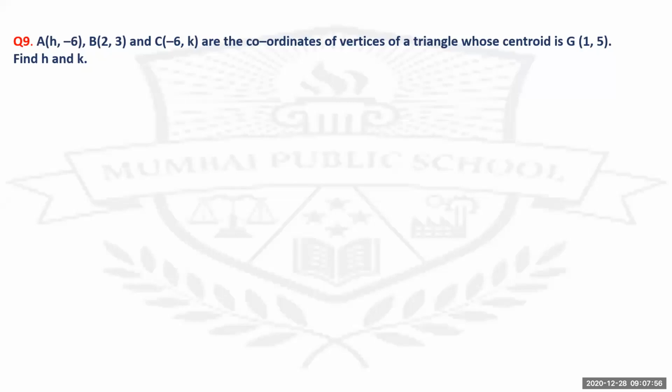Understood? So you are going to apply the centroid formula, the same procedure as we did in the last question. The coordinates of the triangle are A(h, -6), B(2, 3), and C(-6, k).